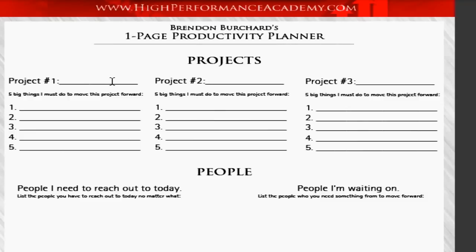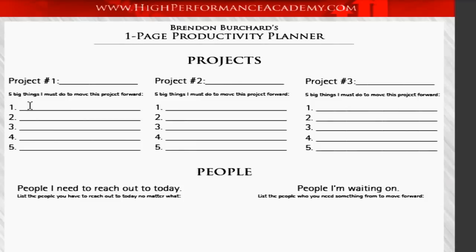The project section involves putting in your top 3 projects that you have going on in your life at the moment. It can be more than this, but for argument's sake, using the productivity planner, we'll just use 3 for today. So you just go in and you add in the projects that you've got going on in your life. And then under there, you have 5 spaces to put down the 5 big things you must do to move this project forward. For example, you may want to start a blog.